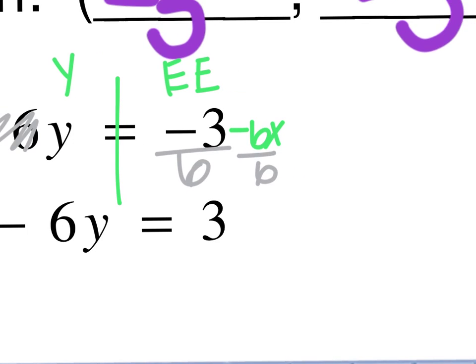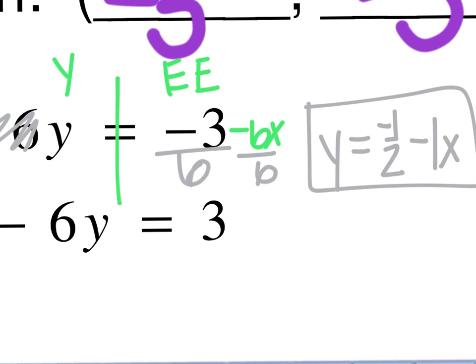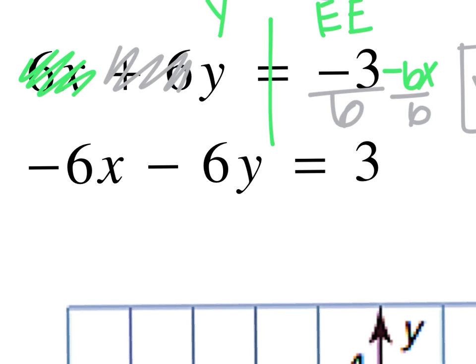And I end up with the equation y equals negative 3 over 6, which is negative 1/2, and negative 6 over 6 is negative 1x. So this is the equation: negative 1/2 minus 1x. So I'm going to do the same thing with the second equation. I'm going to solve it for y. So I need y's on one side, everything else on the other.